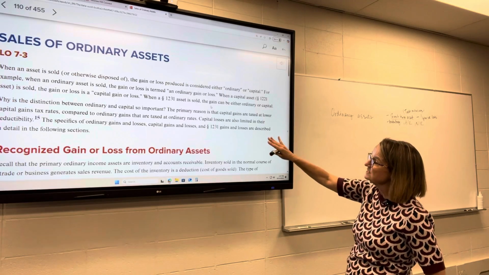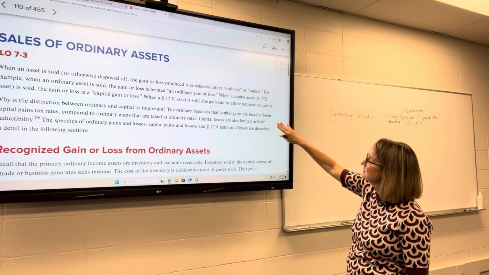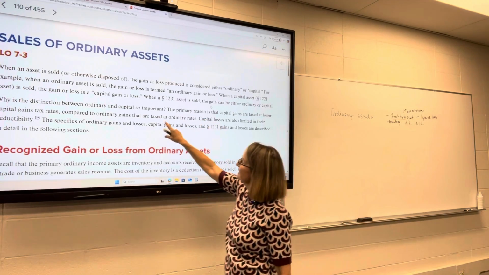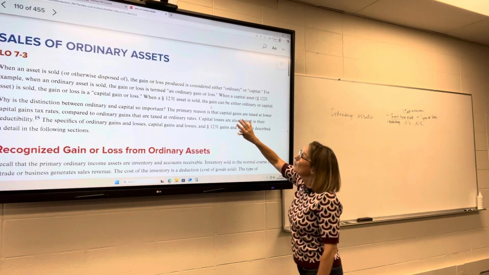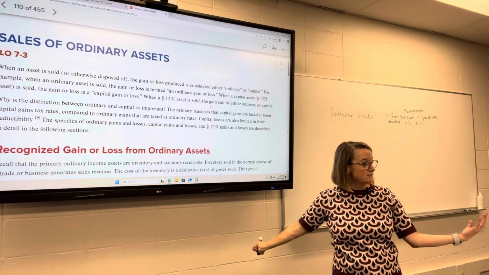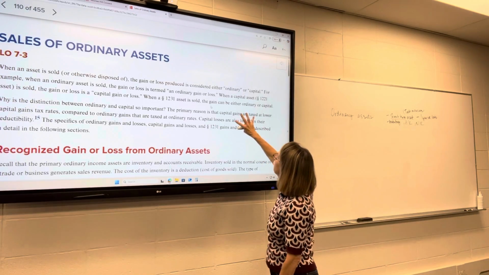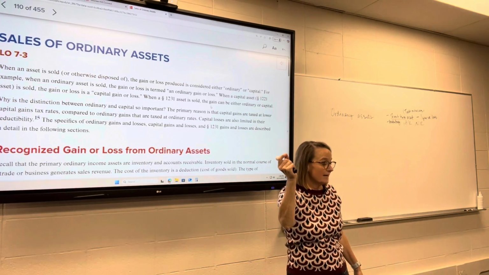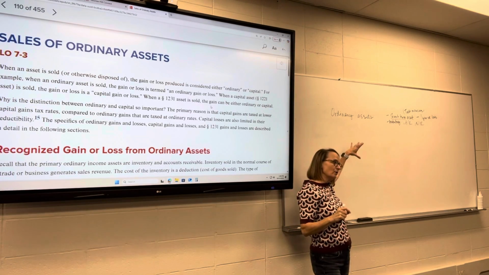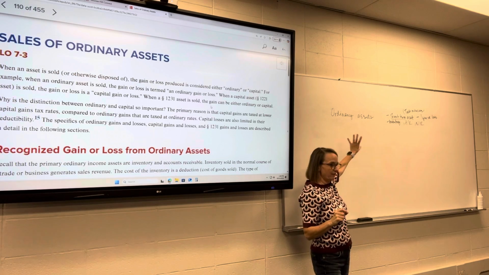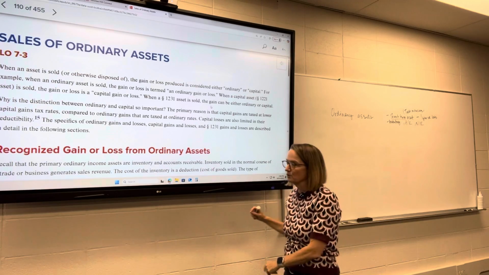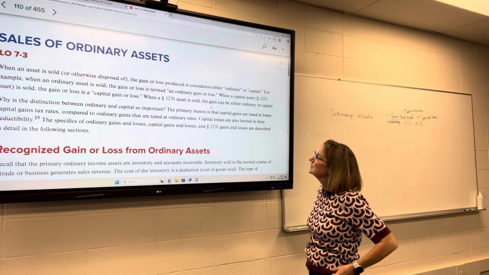So when an ordinary asset is sold, it is termed an ordinary gain or loss. When a capital asset is sold, then it's termed a capital gain or loss. When a 1231 asset is sold, that third category, the long-term trade or business assets, it may be ordinary or it may be capital. Everything we're talking about up here is just going to be ordinary. The second category, it's all going to be capital. The third category, it depends. So we'll deal with that when we get to the third category, those long-term capital gains or losses.